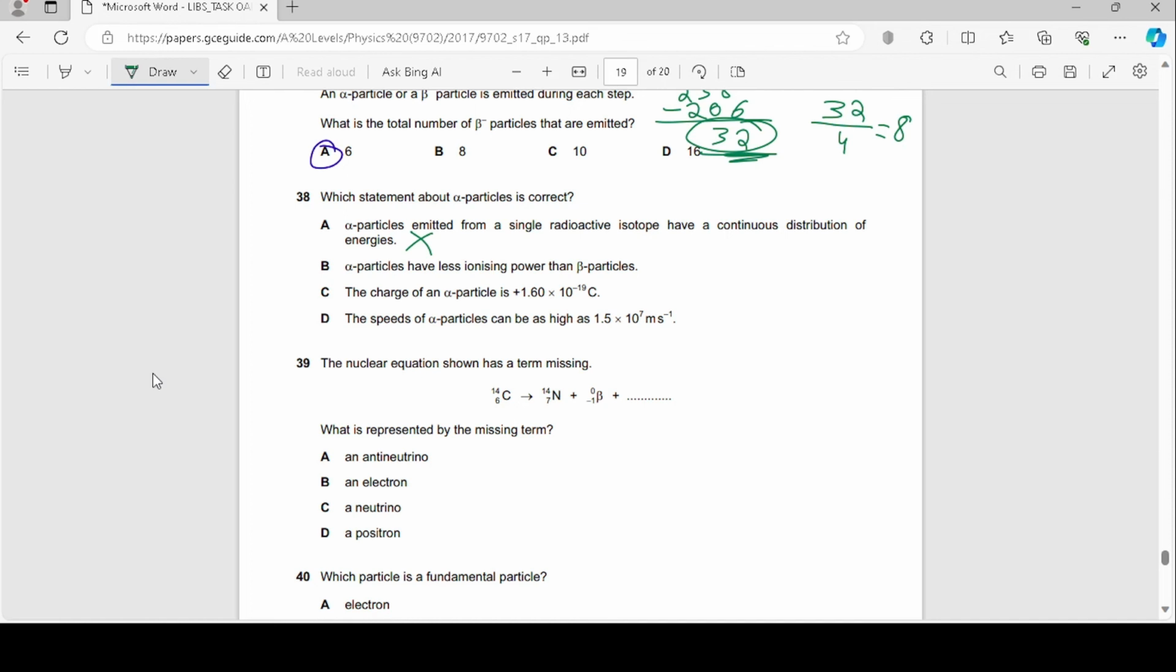Whereas beta particles have a wide range of kinetic energies, because when a beta particle is emitted, there's also the emission of electron antineutrinos or electron neutrinos. So beta particles would have a wide range of kinetic energies, whereas alpha particles have the same initial kinetic energy. Then: alpha particles have less ionizing power than beta particles.